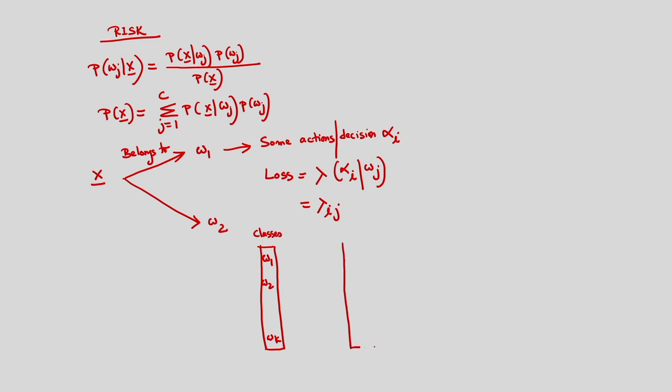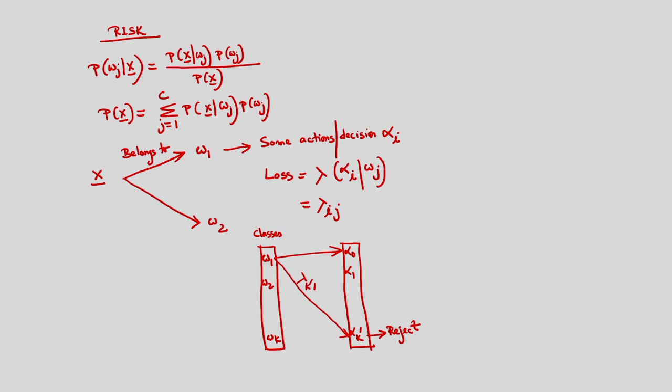And I am taking some actions. Suppose the actions are alpha naught, alpha 1, up to alpha k dash. For omega 1 I can take this action, alpha naught. For omega 1 I can also take this action, alpha k dash. Corresponding to this, the loss will be lambda k dash 1, this is the loss. So, for pattern classification, I can consider all these actions. Suppose this action, I consider as the reject option, reject.